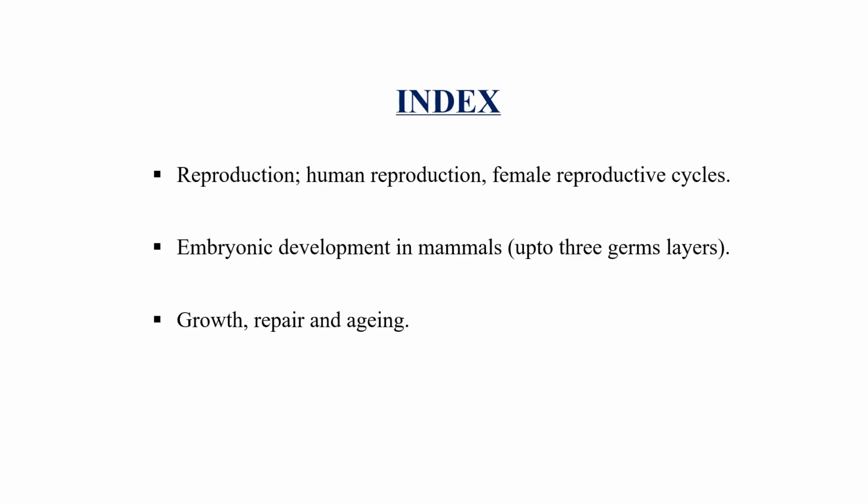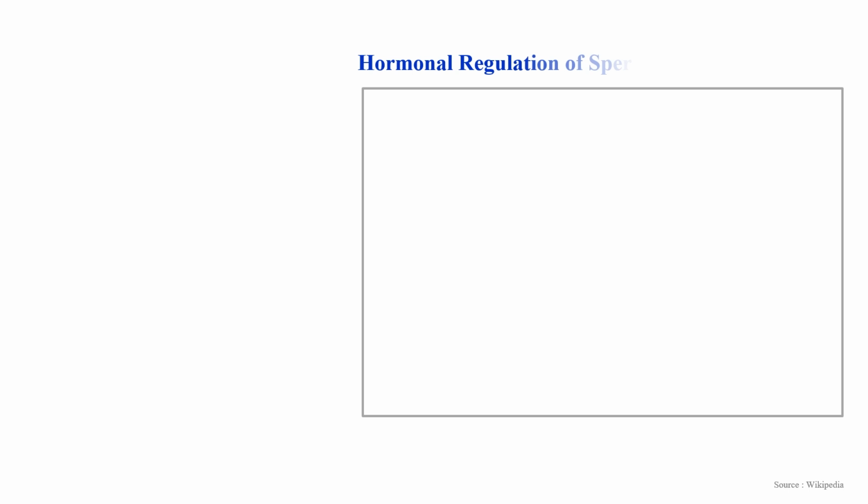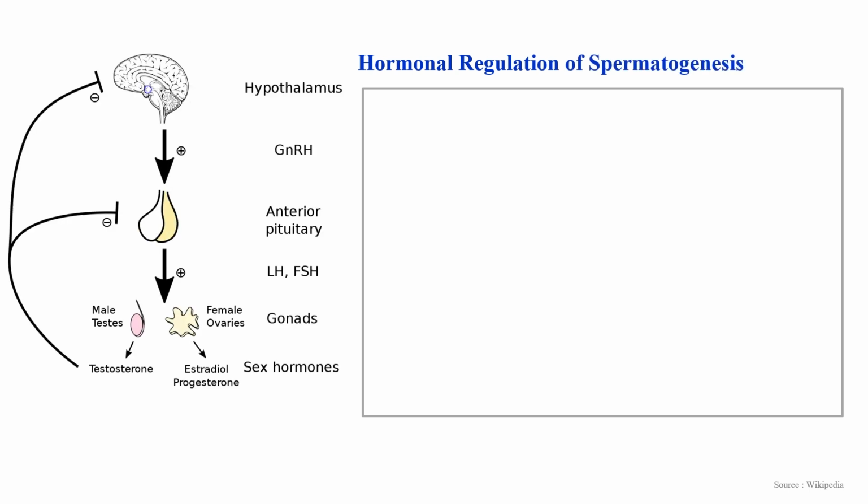In this particular video lecture, we are going to discuss these points: reproduction, mainly human reproduction, female reproductive cycle, embryonic development in mammals, up to 3 germ layer, growth, repair and aging. So in the last video lecture in part 1, we discussed male reproductive organs and female reproductive organs. We have also discussed gametogenesis, gamete formation, meaning sperm and ova formation, right?